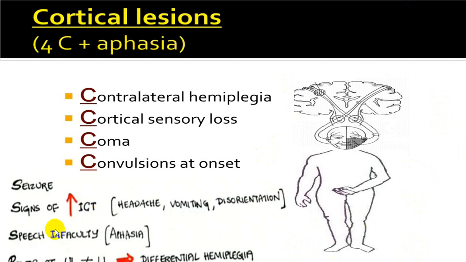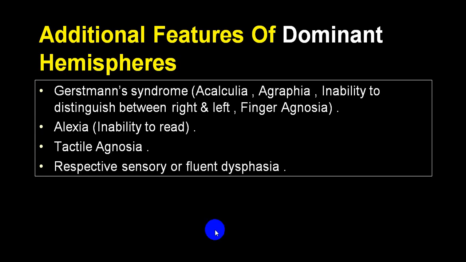And depending upon the type of involvement, whether it is thrombosis or hemorrhage, if there is raised intracranial pressure, you can have headache, vomiting, altered level of consciousness, blurred vision. Those findings can be there. If there is a dominant hemisphere, and particularly parietal lobe, involvement, you can have Gerstmann syndrome in the form of acalculia, agraphia, finger agnosia, and inability to distinguish right and left.